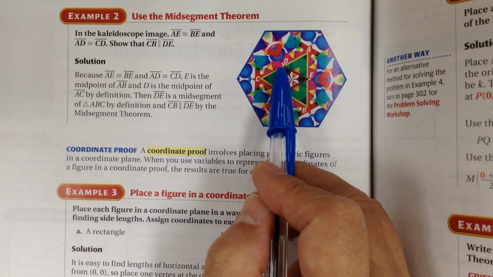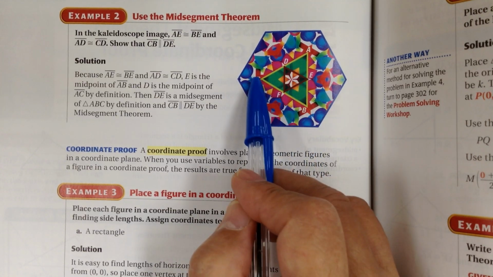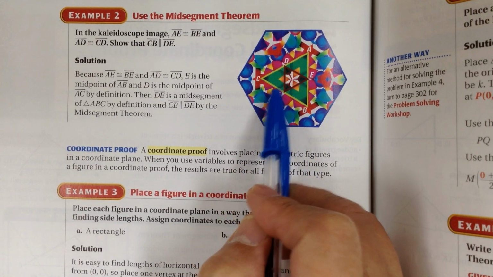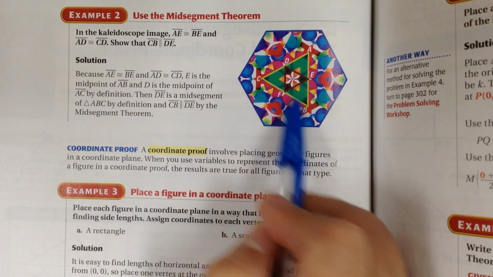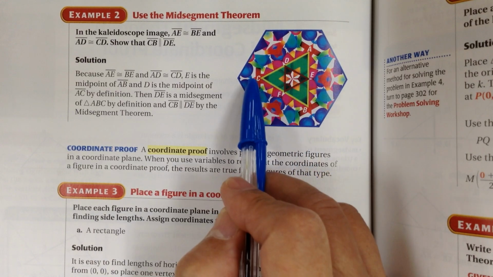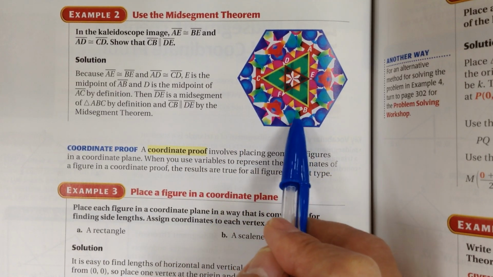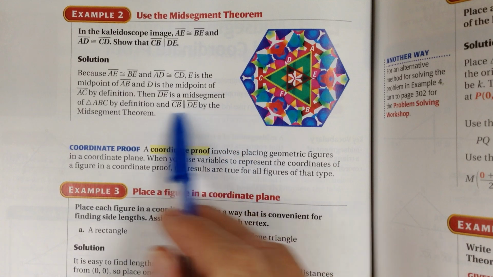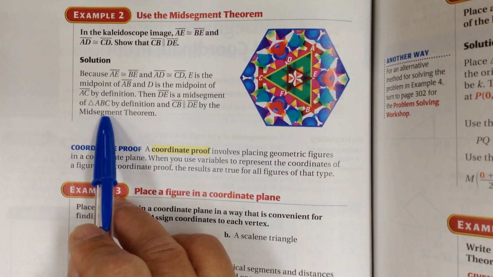And so if this is a midsegment, then this would be parallel, because again, a midsegment is parallel to the third side. So since this is a midsegment, DE is parallel to CB, again by the Midsegment Theorem.